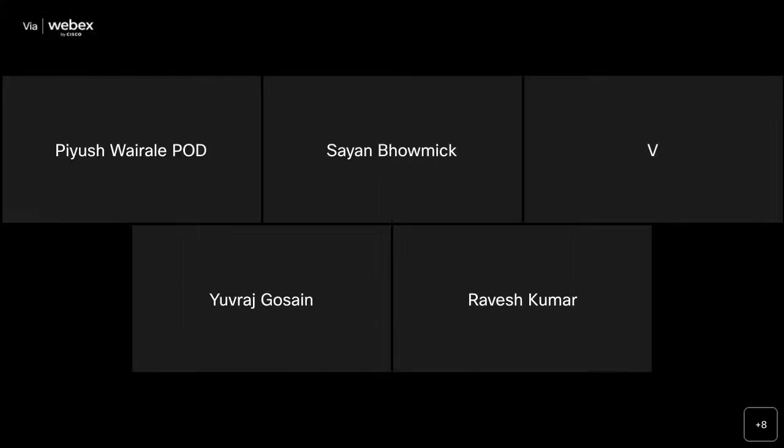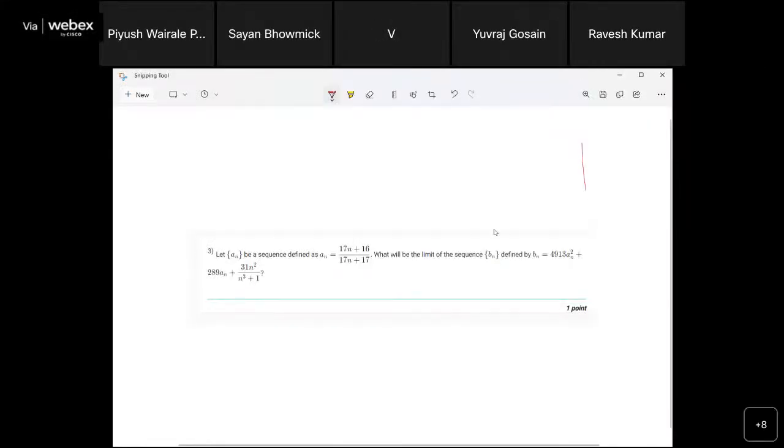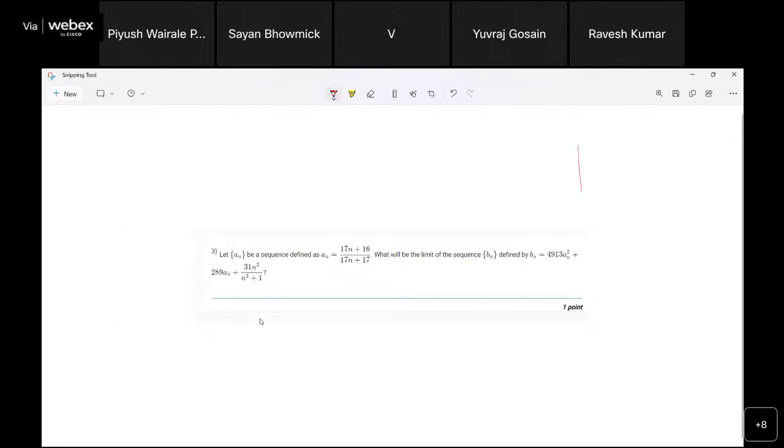Is my screen visible? Yes, sir. So An is given to us, and we have to find the limit of the sequence Bn, which is defined by this. So simply we need to calculate the limit n tends to infinity of An, and whatever value you get, you can put in place of An here. And here again you take the limit n tends to infinity of 31n square upon n cube plus 1, right?